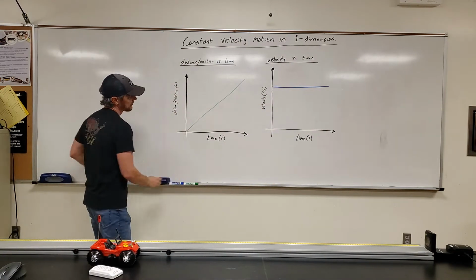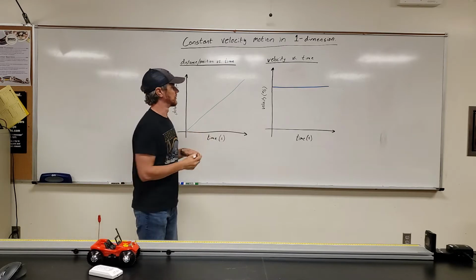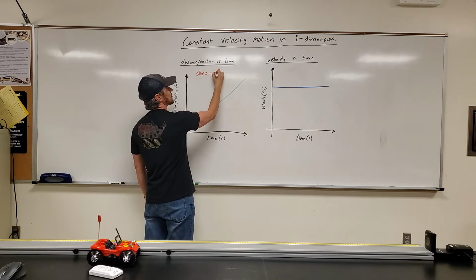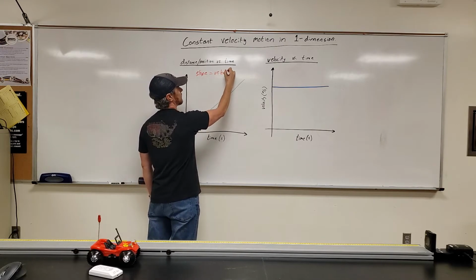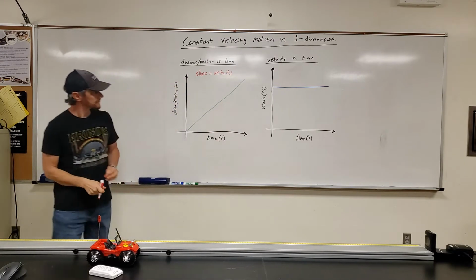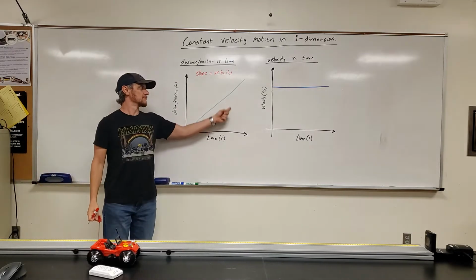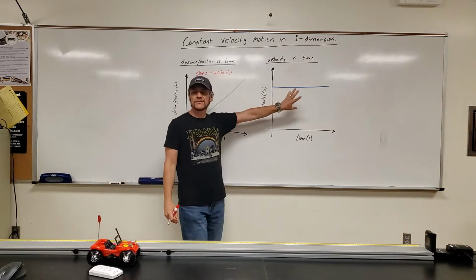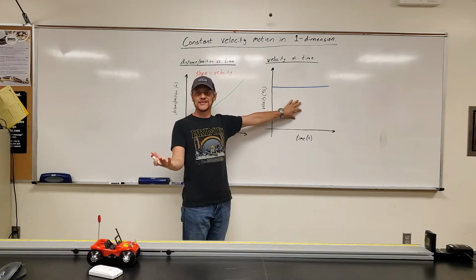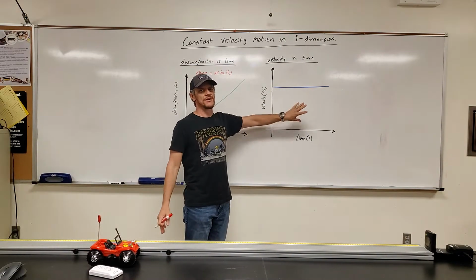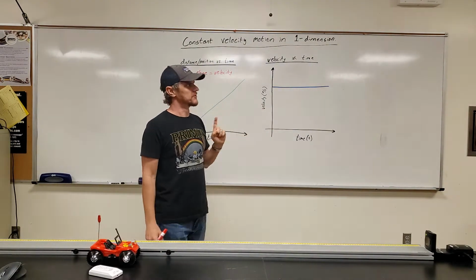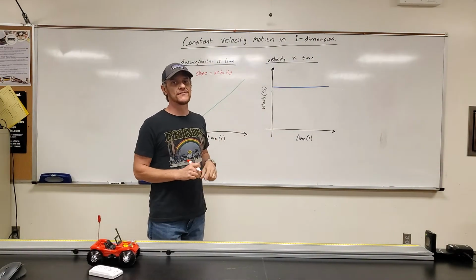And we also learned that the slope on a distance versus time graph tells you the velocity, right? So if we calculate the slope of this line, we know how fast that object was going. The slope on a velocity versus time graph actually tells you something else that we're not going to talk about quite yet.